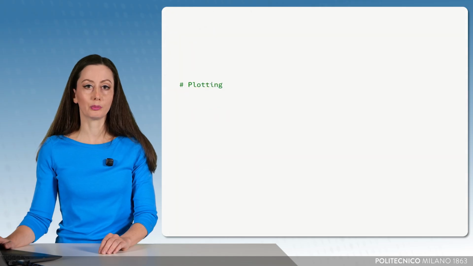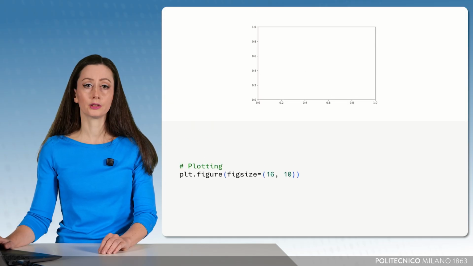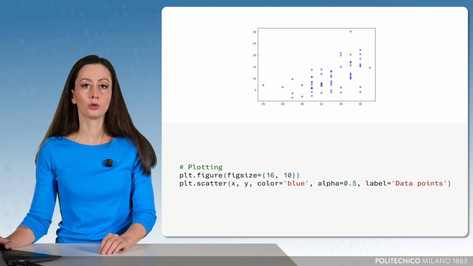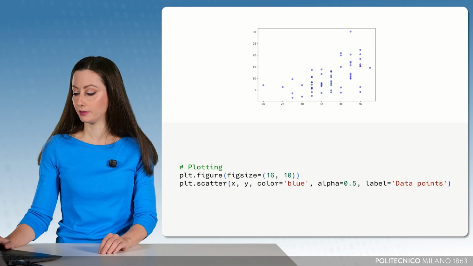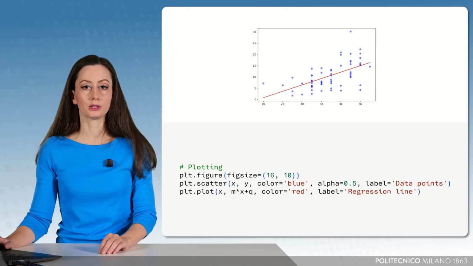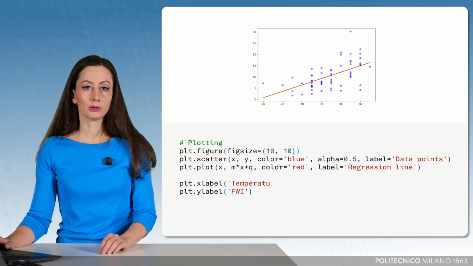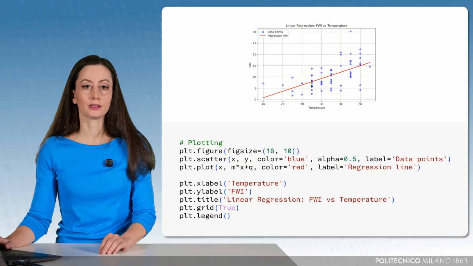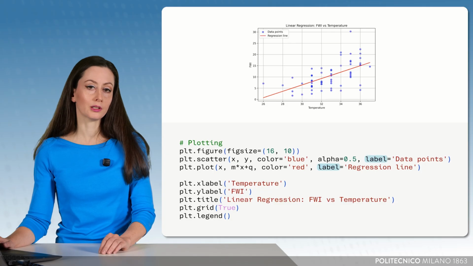Let's now visualize the data points together with the regression line. By using the matplotlib module imported as plt, we create a new figure, and we use the function scatter to display the data points as small blue circles in the xy plane. Then we use the function plot to display the regression line in red. And finally, we can enhance the plot readability by adding axis labels, a title, a grid, and a legend. And please notice that the legend will depend on the labels we previously assigned to the data points and to the regression line.